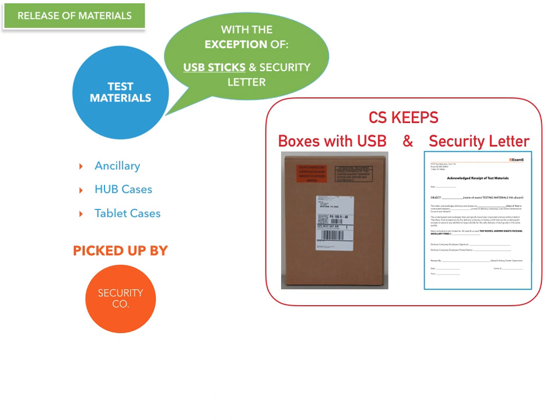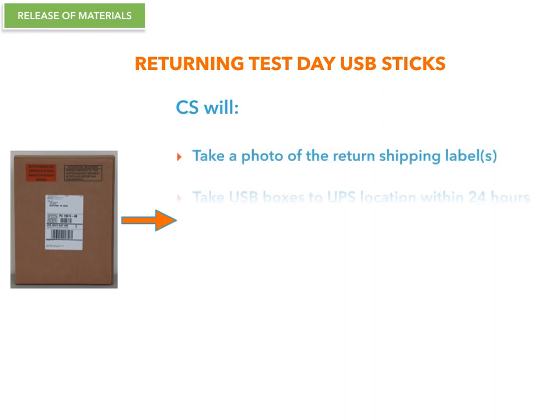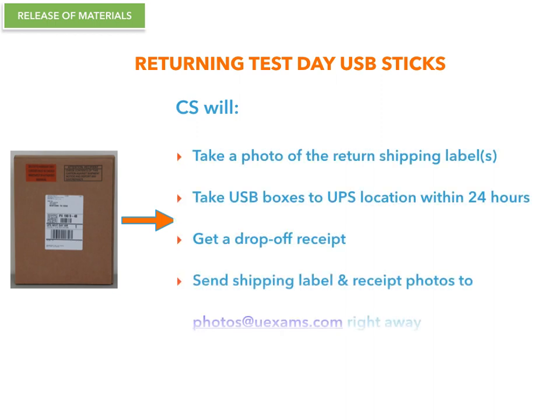The center supervisor must then drop the boxes containing the test day USB sticks at a UPS location as soon as possible, but no later than the day after testing. The USB boxes cannot be sent with security personnel. The center supervisor must get a drop-off receipt and send photos of both the shipping label and the drop-off receipt to photos@uexams.com within 24 hours of exam completion.